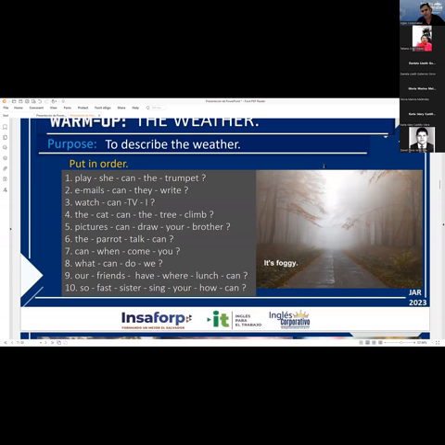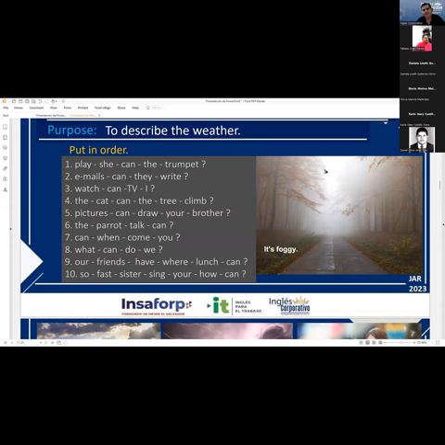Can I watch TV? Mom, can I watch TV? No, do the homework. Okay, number four. Can the cat treat clean? Can the cat climb the tree? Can the cat climb the tree? Puede trepar el árbol. Yes. Can the cat climb a tree? Yeah, it can. Yes, it can.